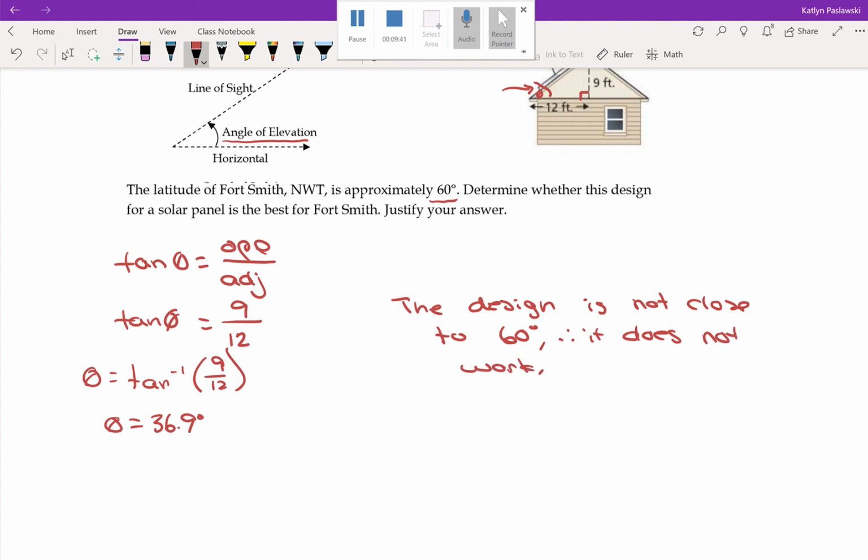There we have it. So that is lesson 2 on the tangent ratio. Take a look at the practice listed below in the OneNote to check out how to practice what we learned today.